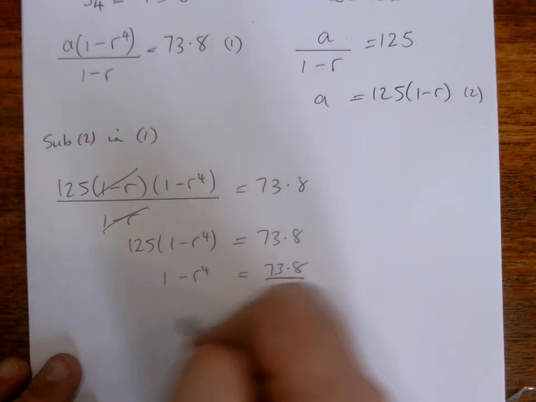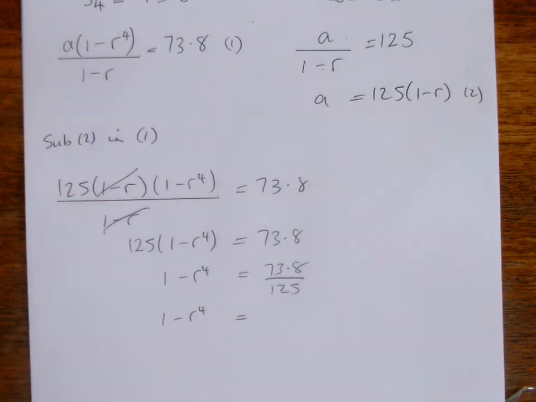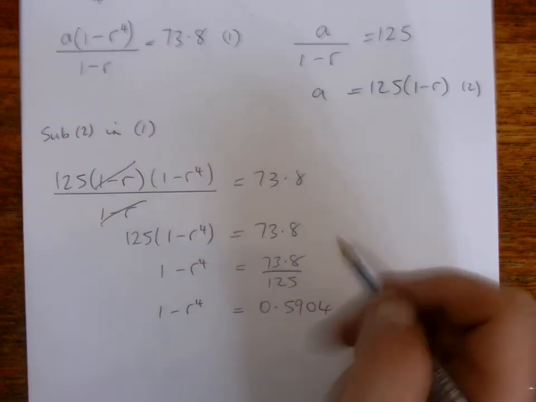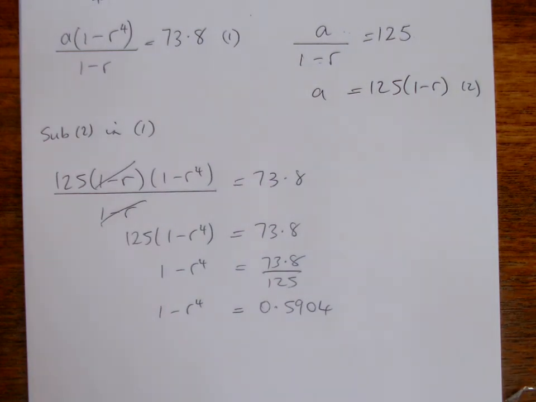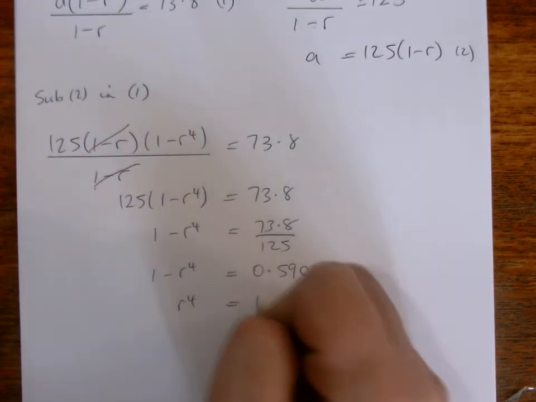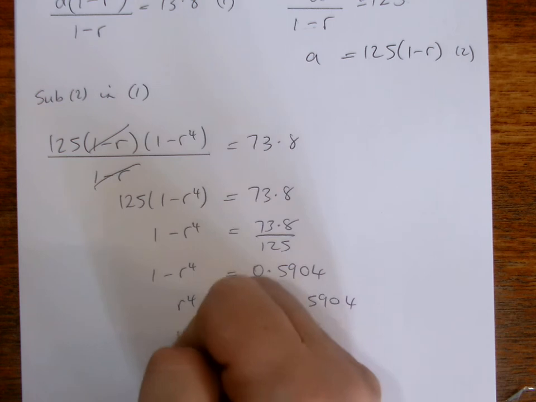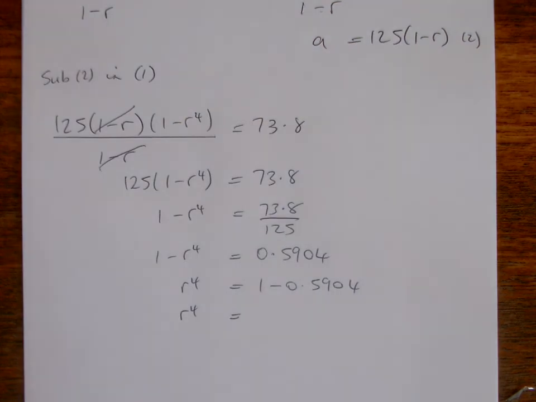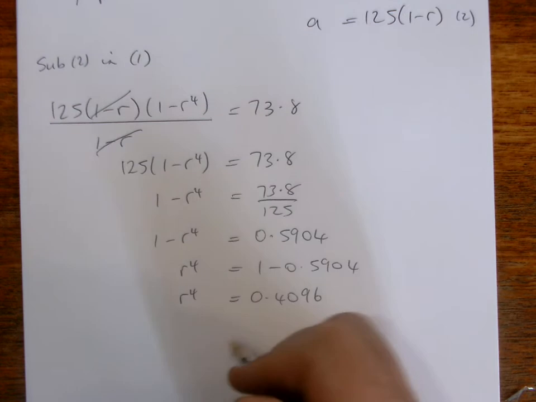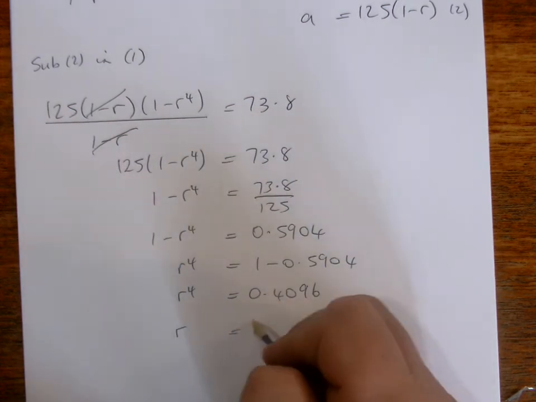And divide. So let's work that out on our calculators. Well, it's not very nice, but let's write it there as a decimal, because it does come out as a terminating decimal, so it comes to a stop. Let's swap these around then, so r to the power 4 will be 1 minus 0.5904. And that comes to 0.4096. It's not particularly nice, but then of course, to get r you've got to fourth root this.